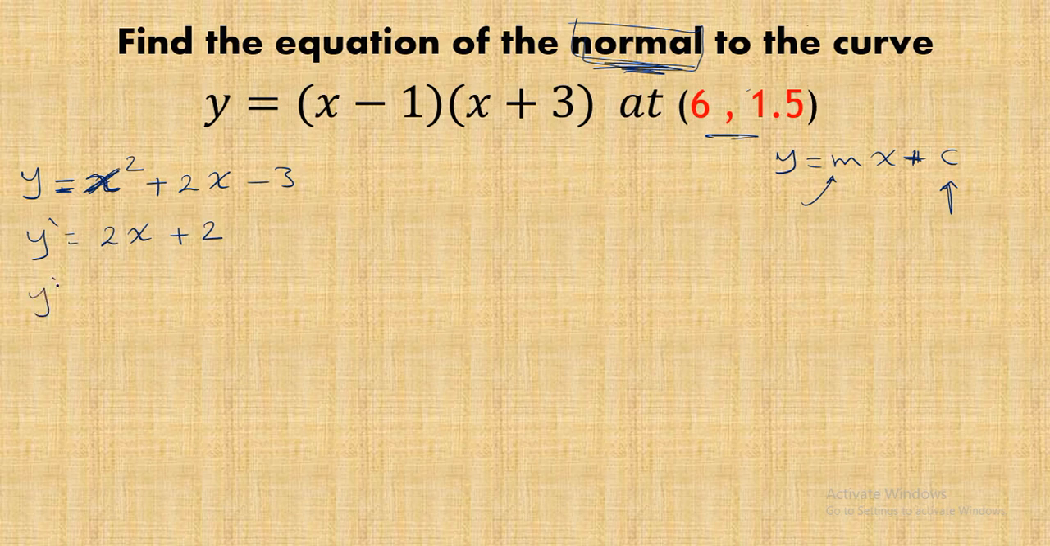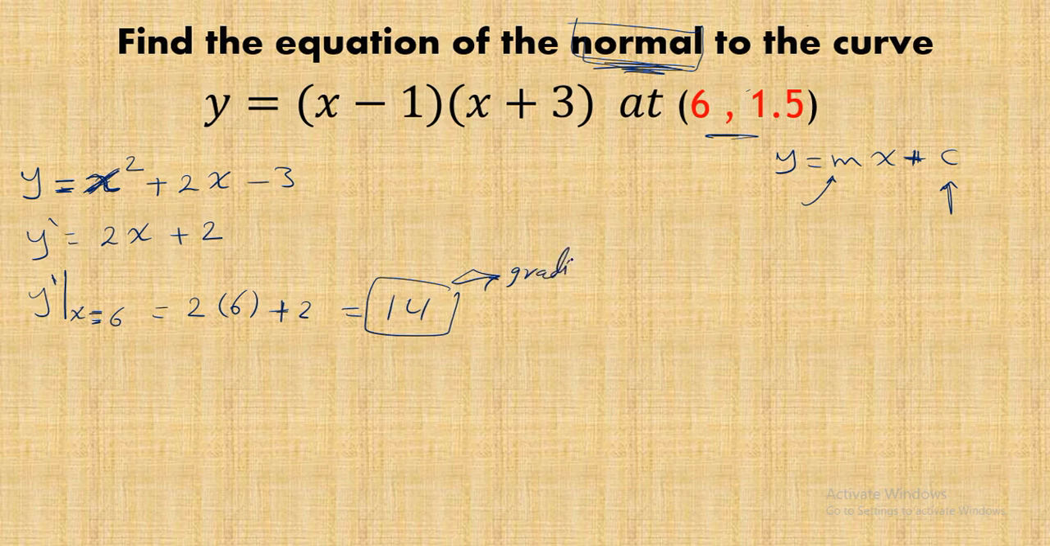As we did in the last question, we'll substitute in the first derivative by the point, but here we'll take only the value of x because we have only one variable, which is x. X equals 6. So it will be 2 multiplied by 6 plus 2 equals 14. 14 here is the gradient of tangent. What if we want to find the gradient of normal? The gradient of normal will be turned upside down and the sign changed.